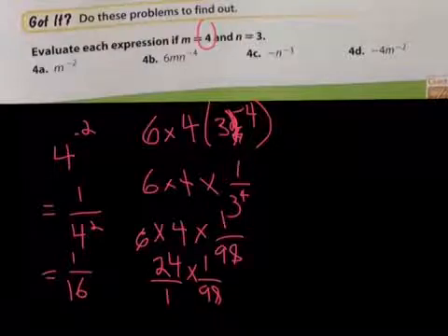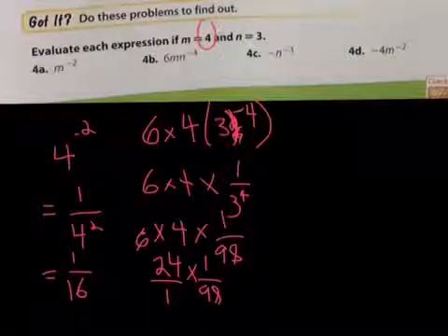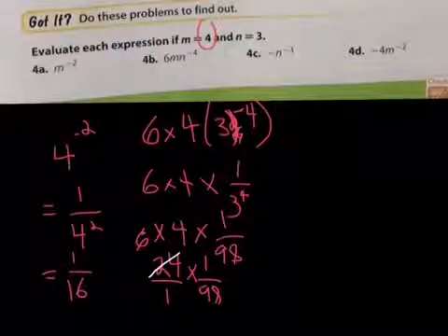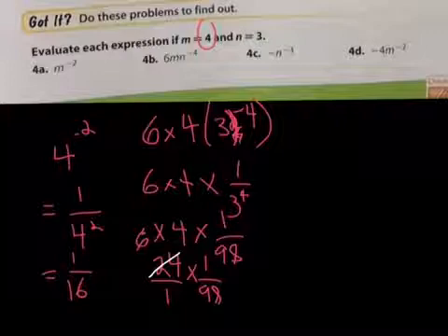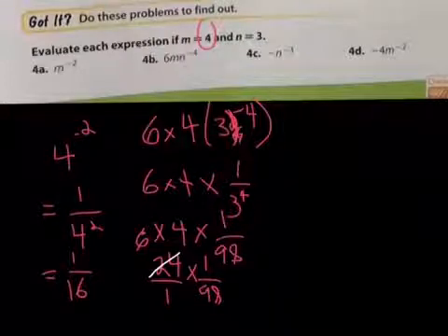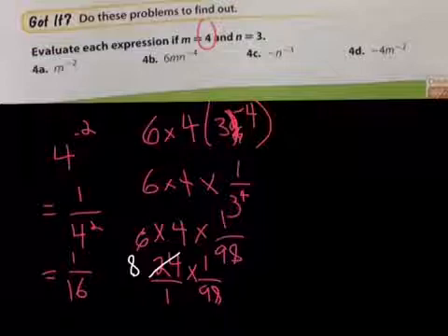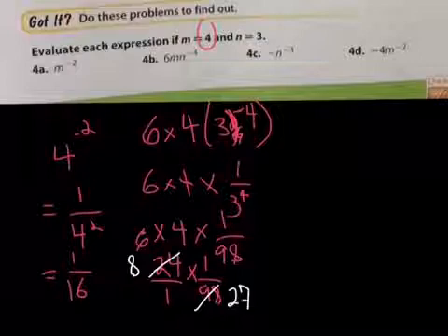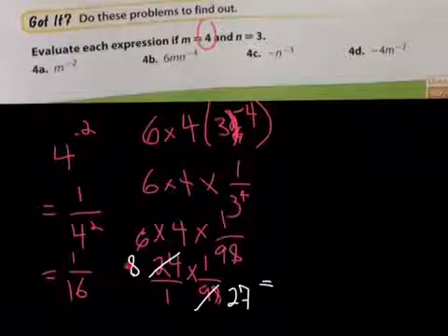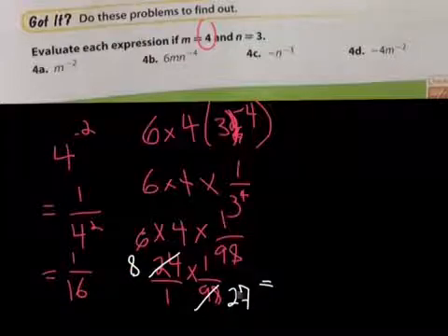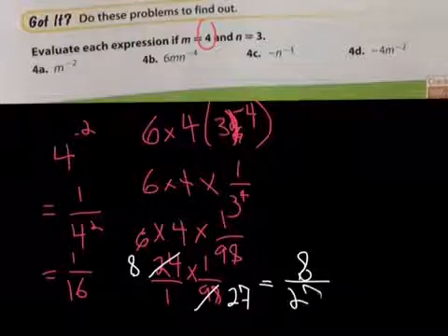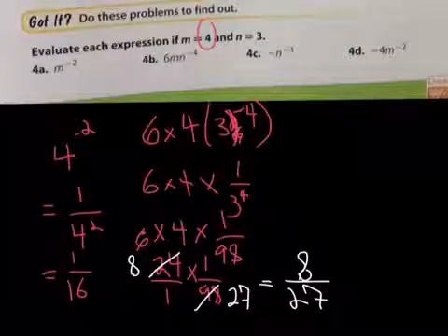These are both multiples of 3. The 81 is a multiple of 3, and 24 is a multiple of 3. So I have 3 8s on the top, and on the bottom, if I divide this by 3, I have 27. Right? I took away one of those exponents. So now my answer is going to be 8 times 1 is 8, and 1 times 27 is 27. So it's 8 over 27. Sorry about the mess, boys and girls. I don't have a lot of room here to work with.